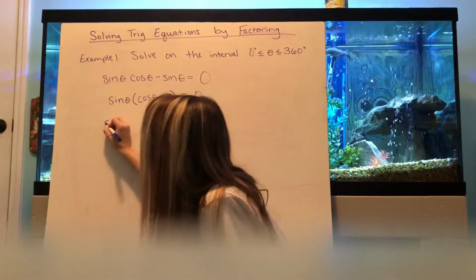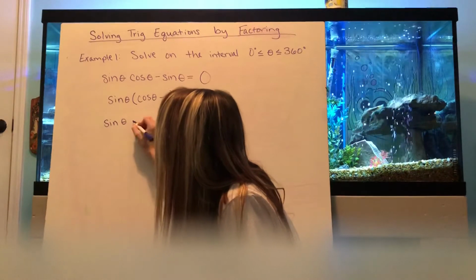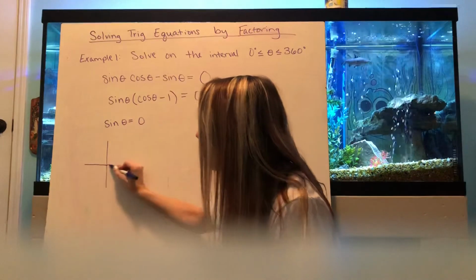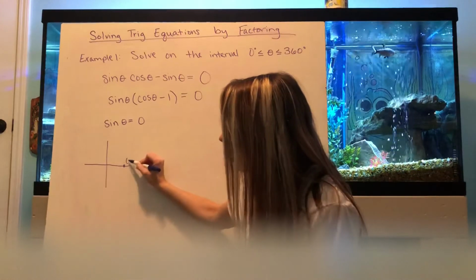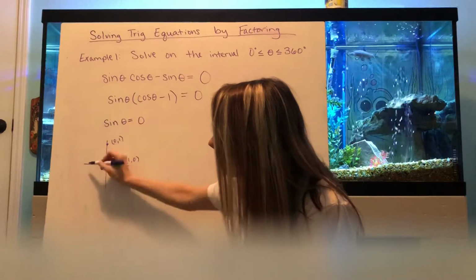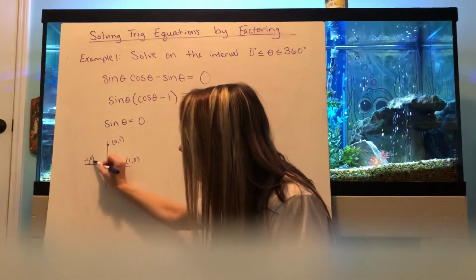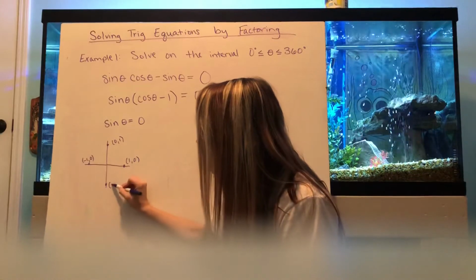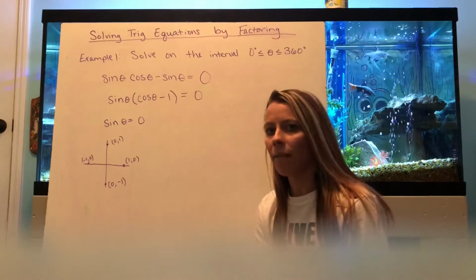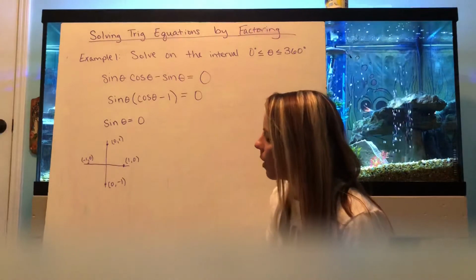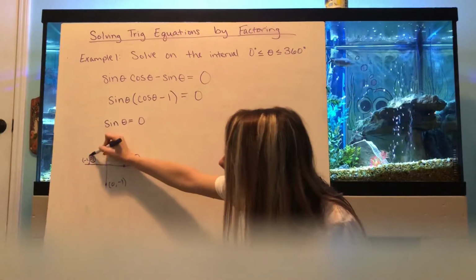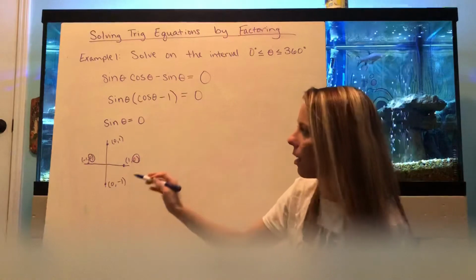So sine theta equals 0. So if we're looking at our unit circle, because this is one of the special ones, I'm going to go ahead and put 1, 0, 0, 1, negative 1, 0, and 0, negative 1. Remember that sine values are your y values. So our y values are 0 here at 0 degrees and here at 180 degrees. So 0 degrees and 180 degrees.